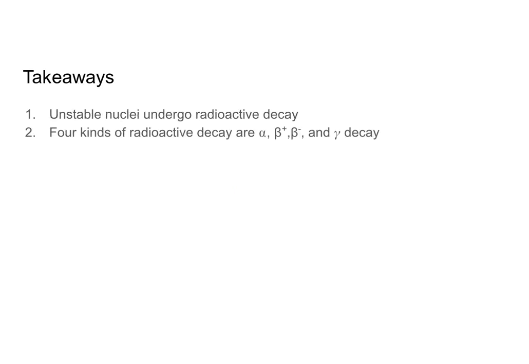So with that, I think it's time for takeaways. So first of all, unstable nuclei undergo radioactive decay. And there are 4 kinds of radioactive decay: alpha, beta plus, beta minus, and gamma. So with that, I have a lot of fun decay equations for you to solve. So best of luck and happy solving.